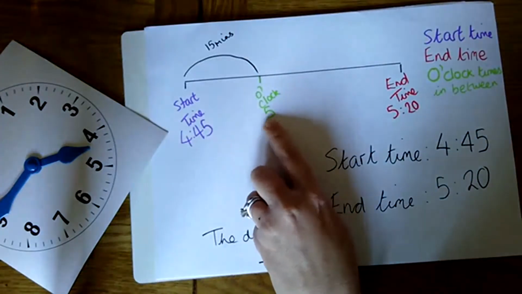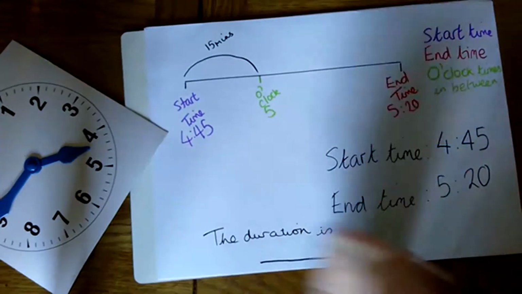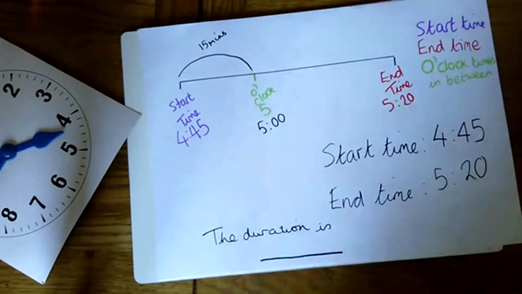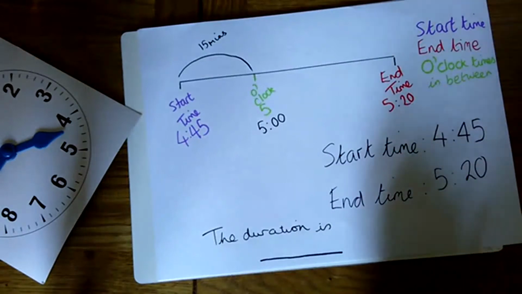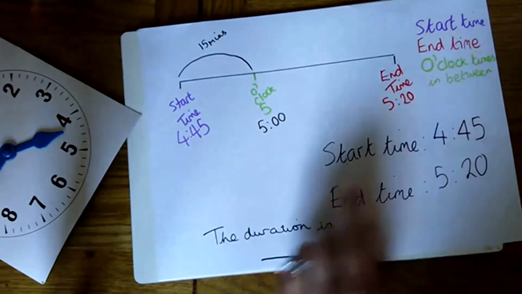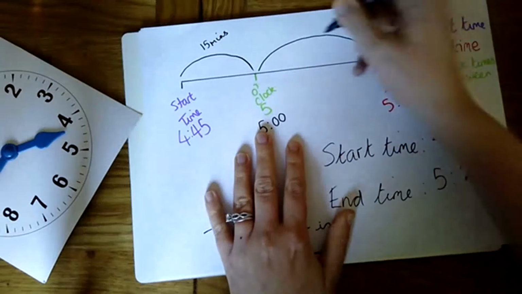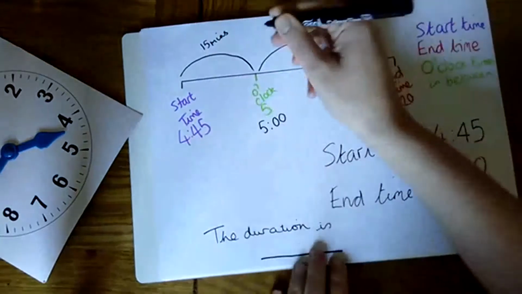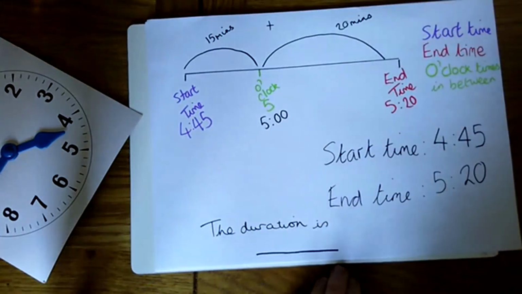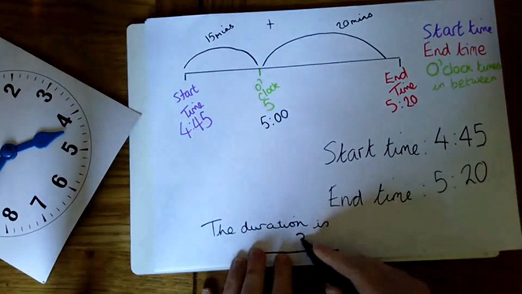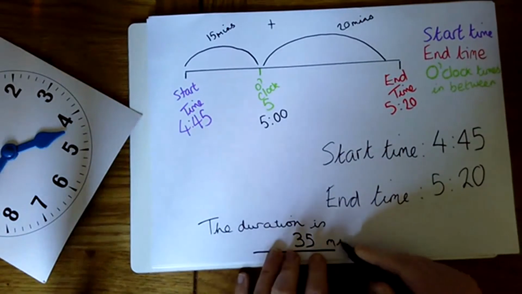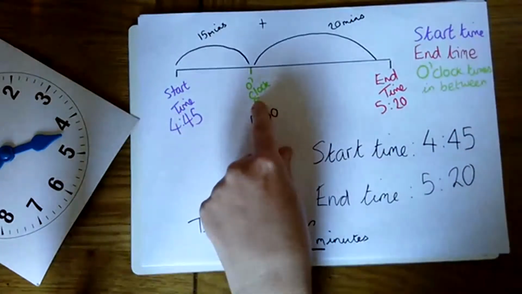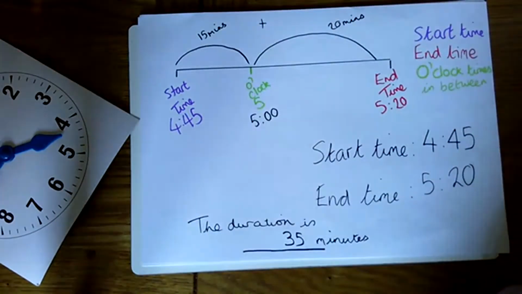Then I'm going to go from 5 o'clock to 5:20. Well, that's quite easy, because 5 o'clock, if we wrote it as a normal time in numbers, is just 5:00, which means all I need to do is add on my 20 minutes. So then I need to add these two together. 20 add 15 is equal to 35. The duration is 35 minutes. Well, that's your method. Break it down, knowing the clock, and then it's in really manageable chunks.